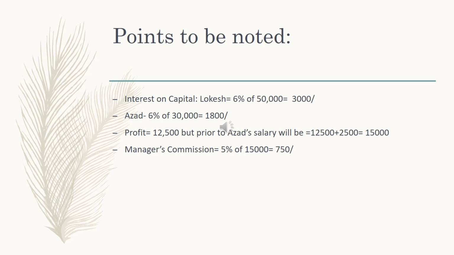Now it is given that manager's commission was 5% of the profit. So 5% of the profit. Now don't calculate 5% of 12,500, it will be wrong. So 5% will be calculated on 15,000, meaning what was the actual profit in our hands. So it will come to 750 rupees.